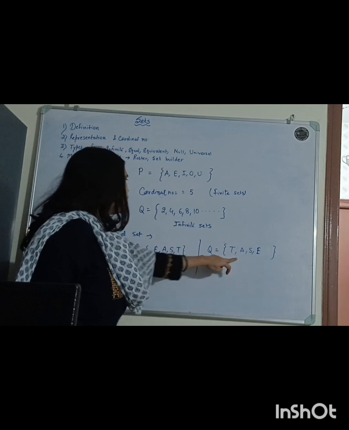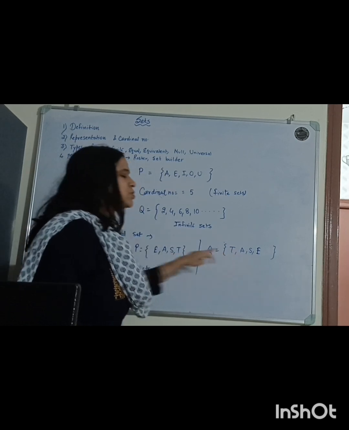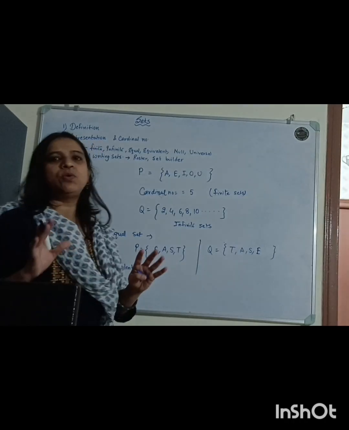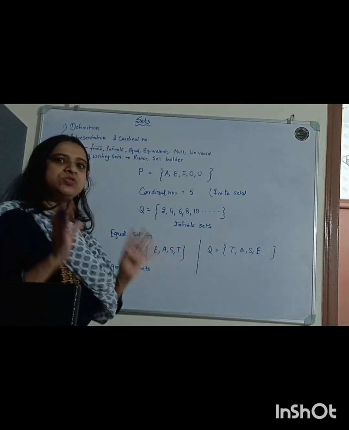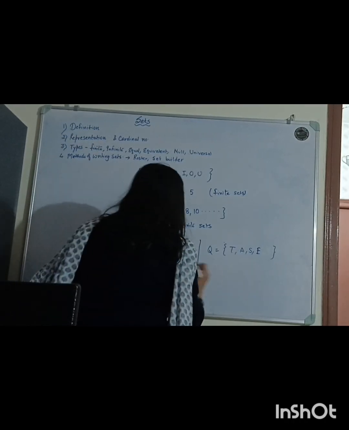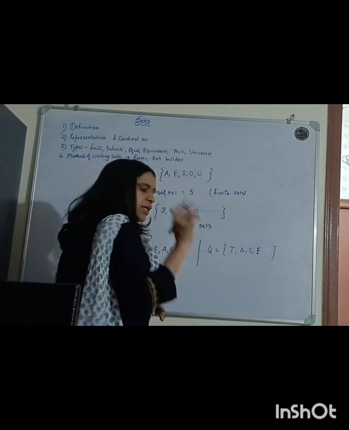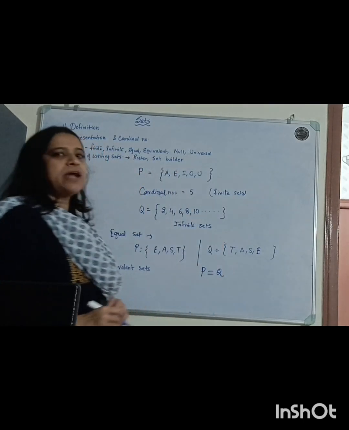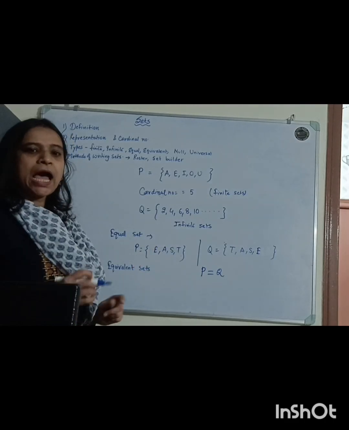See, T is also here, A is also here, S is also here, E is also here. So those both are what? Equal sets. So these sets are called equal if all the members are the same. That means we can represent equal sets by putting an equal sign: P equals Q. This way we will write that these are equal sets. I hope it is clear.